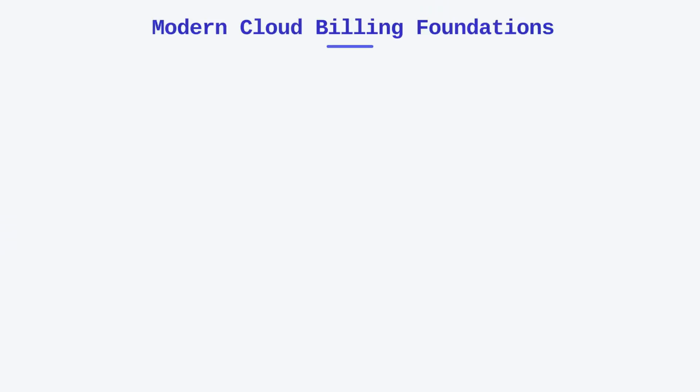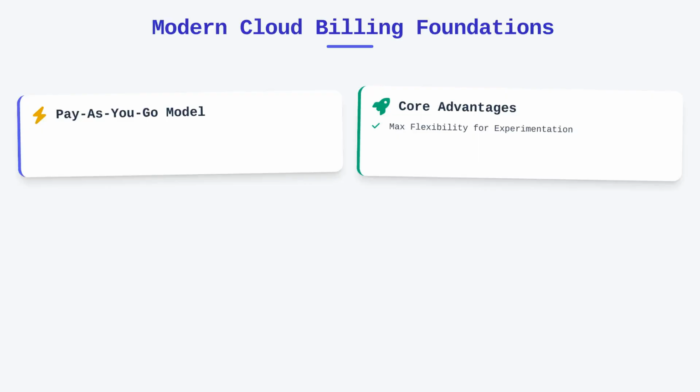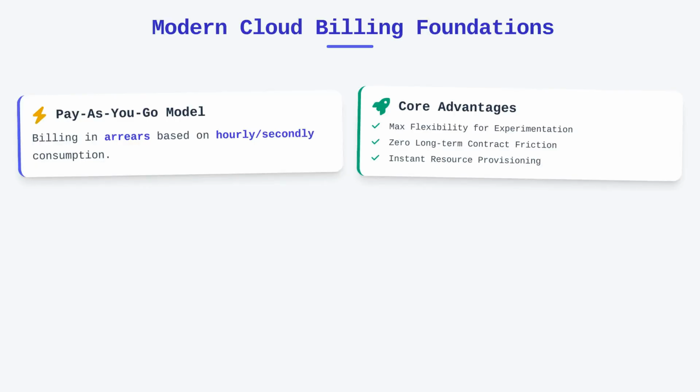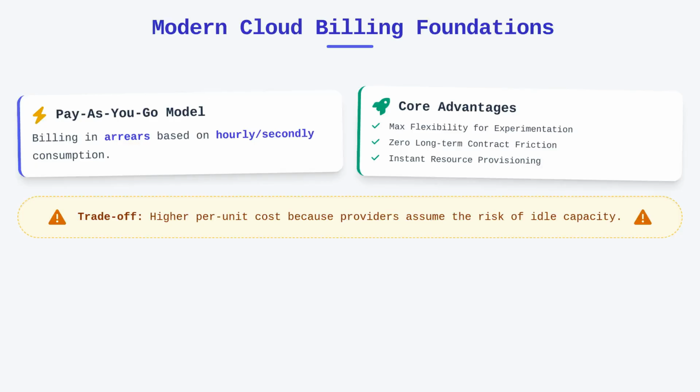The foundation of modern cloud billing is the pay-as-you-go model, which provides the highest level of flexibility for experimentation and unpredictable workloads. In this arrangement, you are billed in arrears for the resources consumed per hour or per second, reflecting a truly elastic approach to infrastructure. This eliminates the need for long-term contract negotiations when starting a new project, allowing developers to provision services instantly without architectural friction. However, this flexibility often comes with a higher per-unit cost compared to committed models, as the cloud provider assumes the risk of idle capacity.